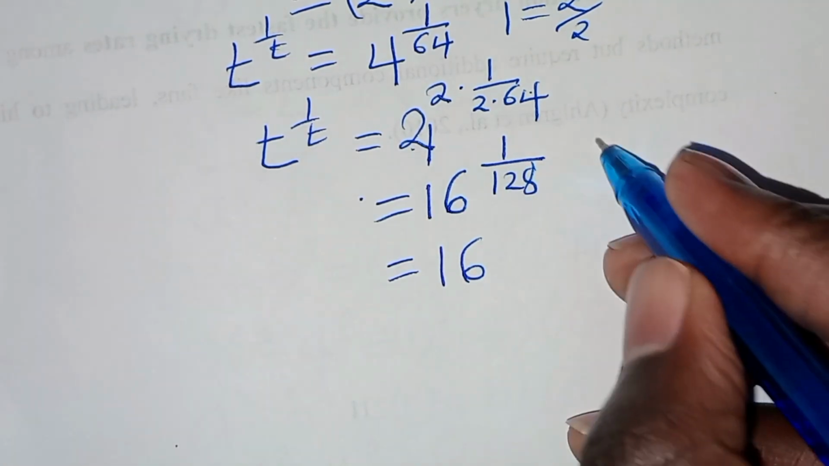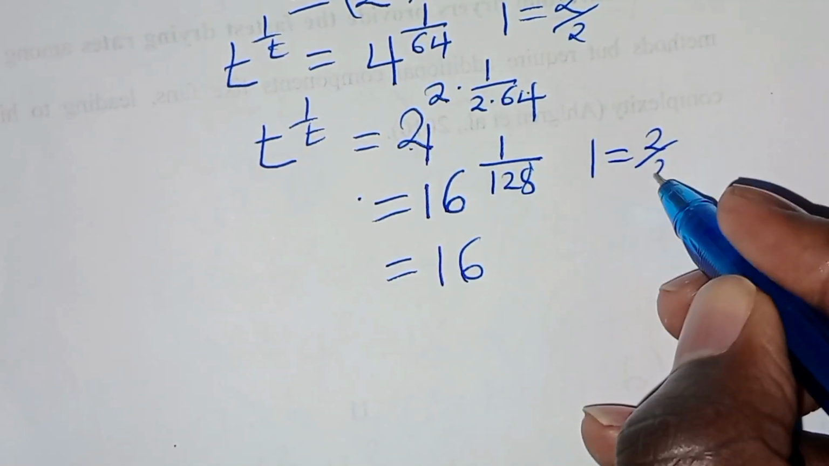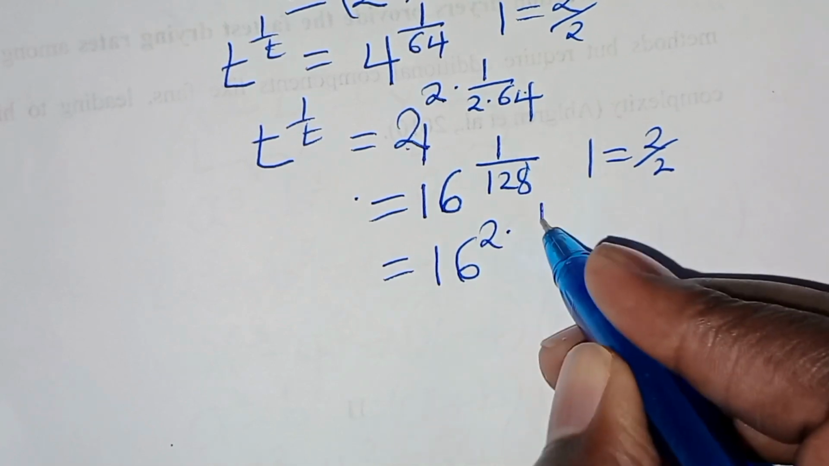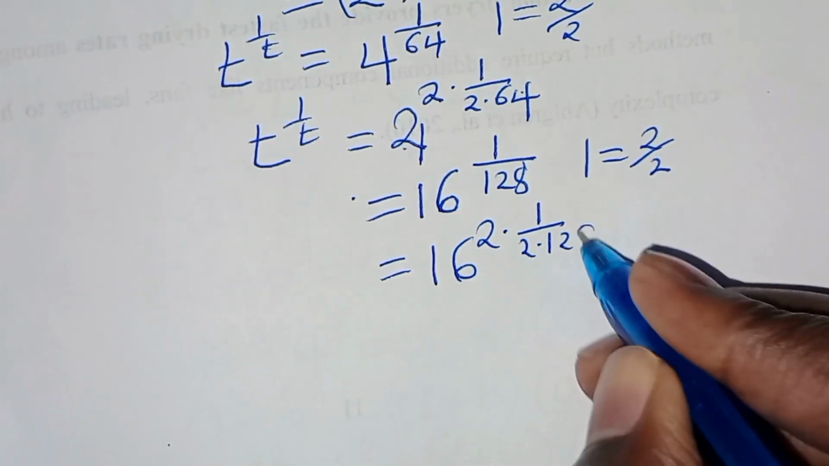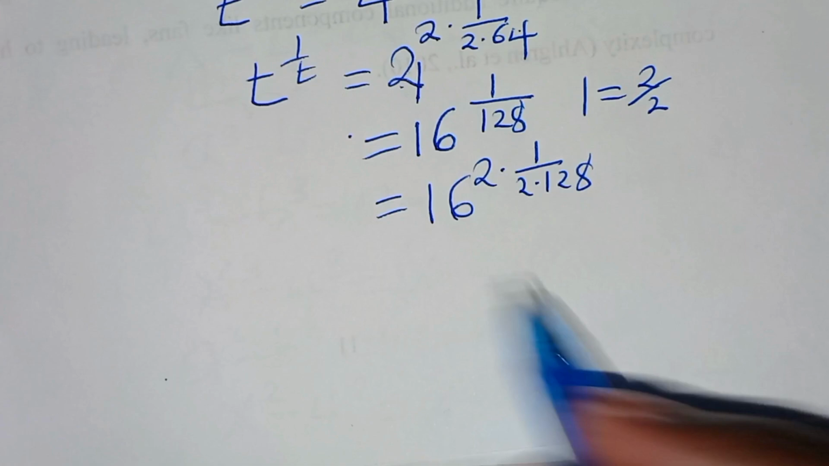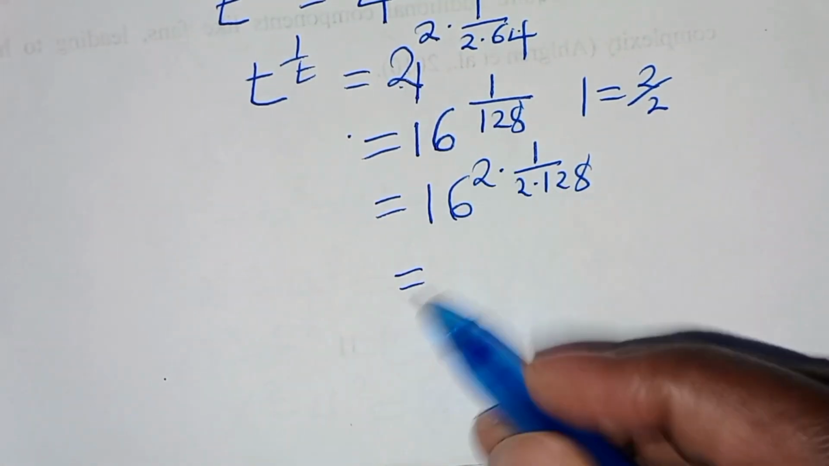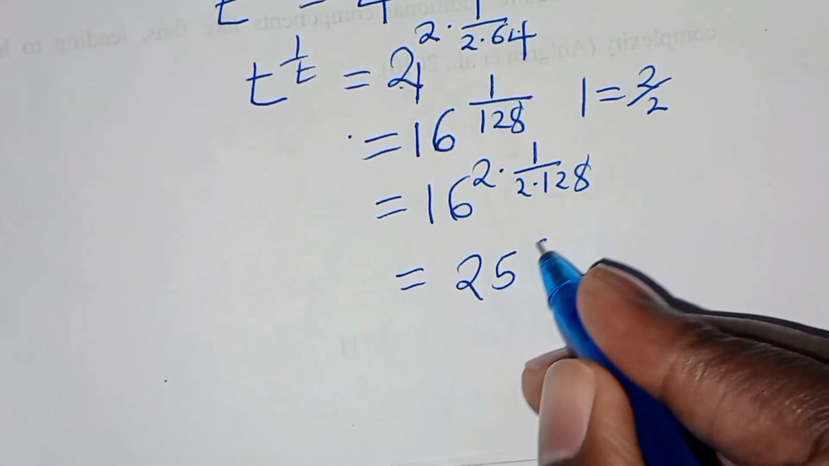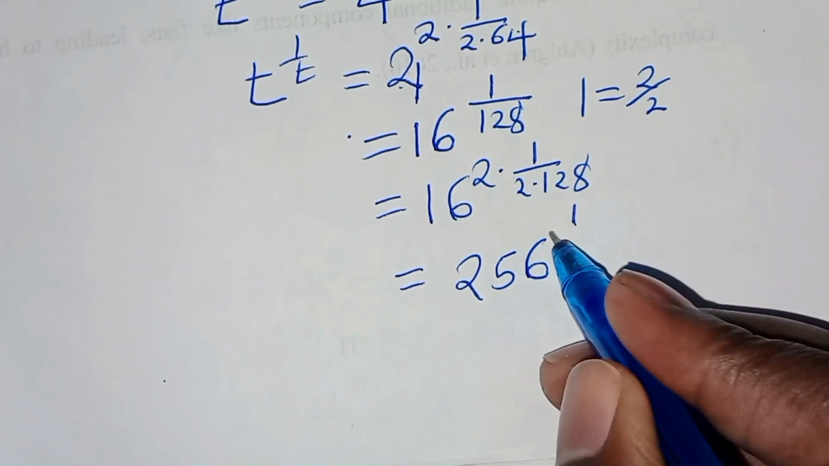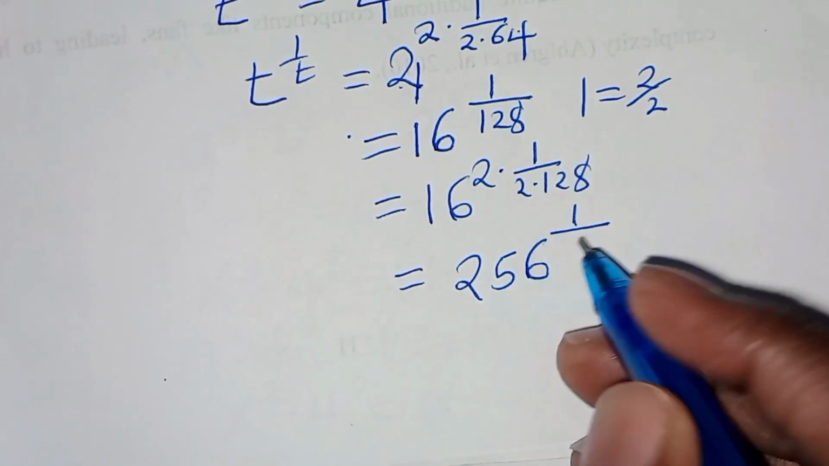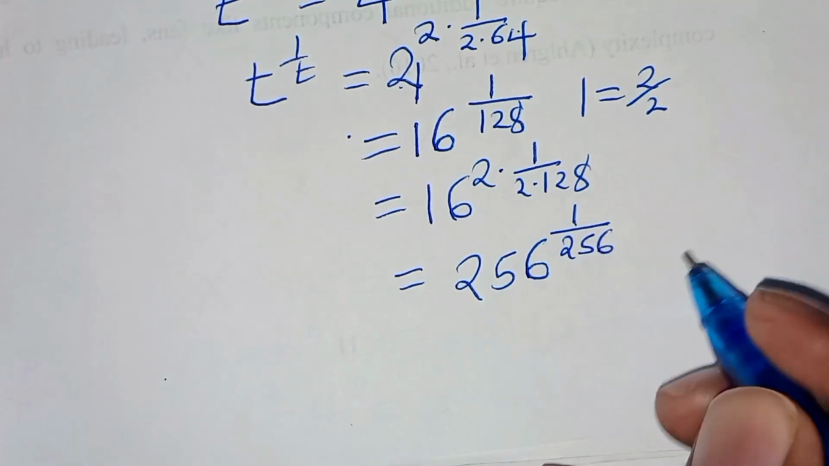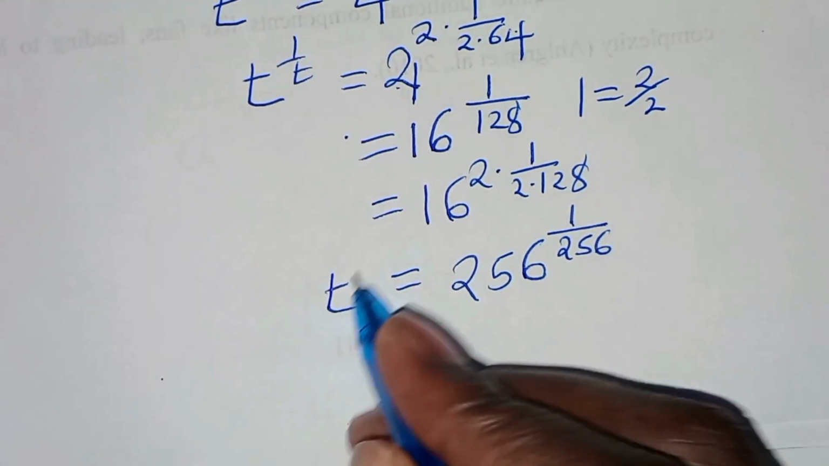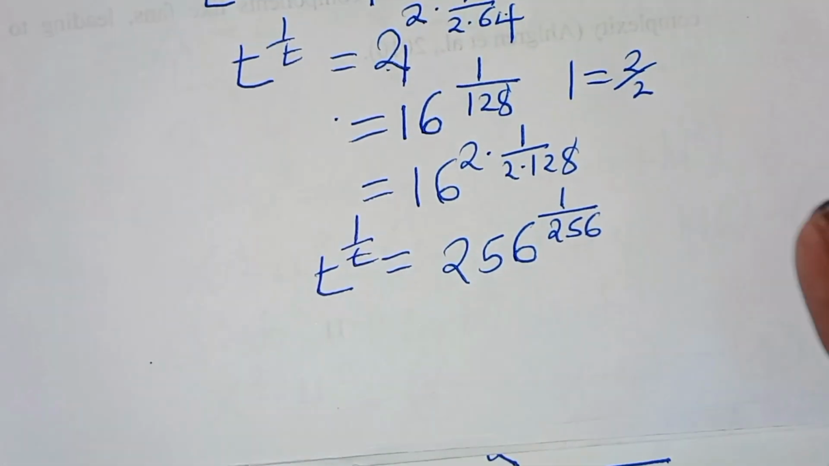Raised to power, we can express 1 as 2 over 2. So this is 2 times 1 over 2 times 128. So in this case, we have 16 squared. This is 256 raised to power 1 over 128 times 2, which is 256. So this is t to power 1 over t.